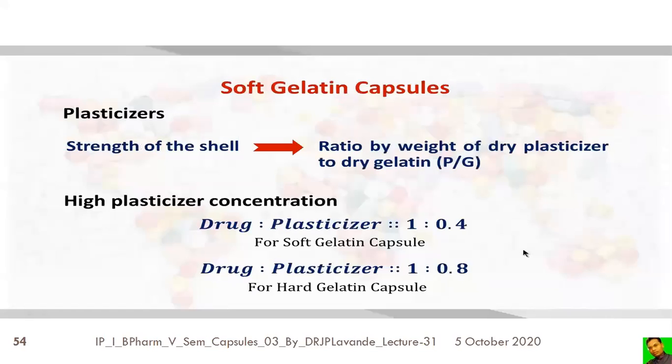If you see the plasticizer, the strength of the shell will depend on the ratio by weight of the dry plasticizer to that of the dry gelatin. This is most important and needs to be selected carefully because of the high plasticizer concentration. The dry plasticizer to dry gelatin ratio of 1 is to 0.4 is desired in the case of the soft gelatin capsule, whereas for the hard gelatin capsule, the ratio should be 1 is to 0.8. So it is exactly double.